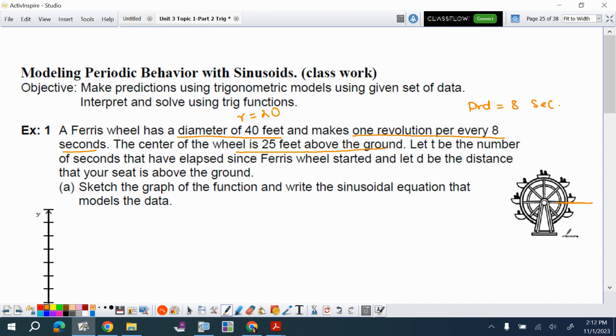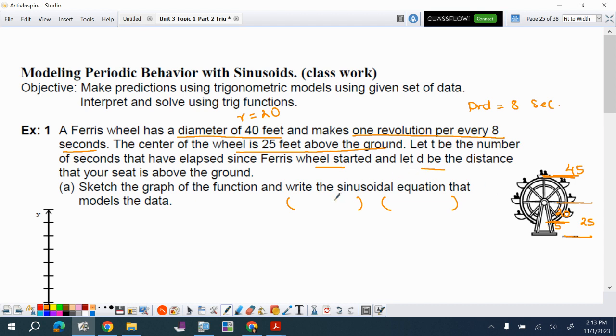So visualize that this is 25 feet and this is 20. Remember the radius is 20. So 20 and 20, so maximum point is 45. Minimum point is 5. T is the number of seconds elapsed since the Ferris wheel started. D is the distance your seat is above the ground. So from this story, you have to extract the 2 points which we need, like in the other example.